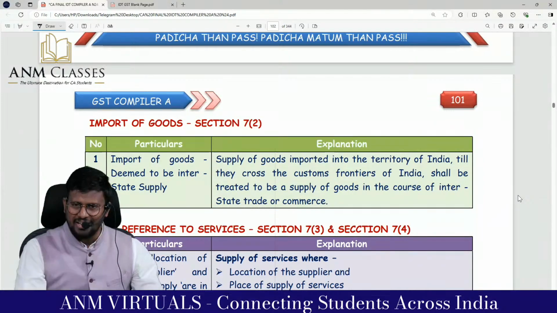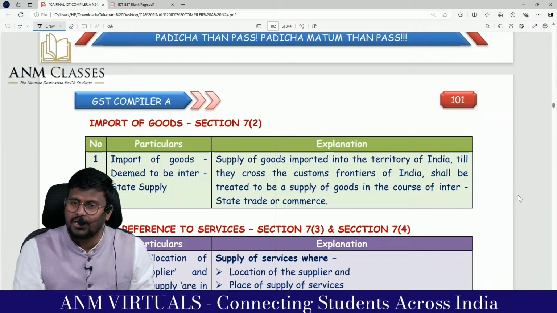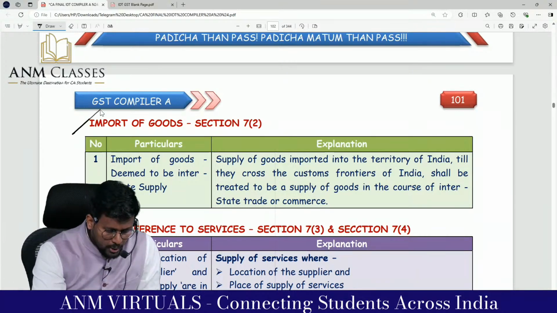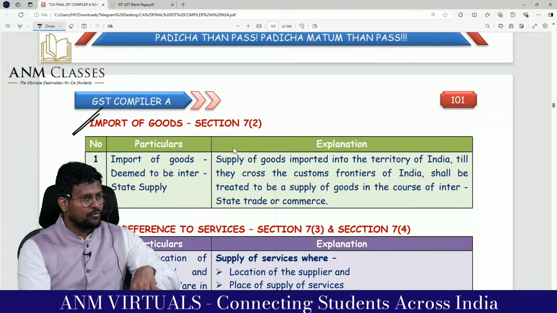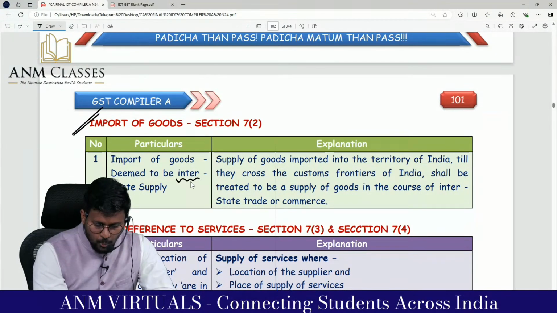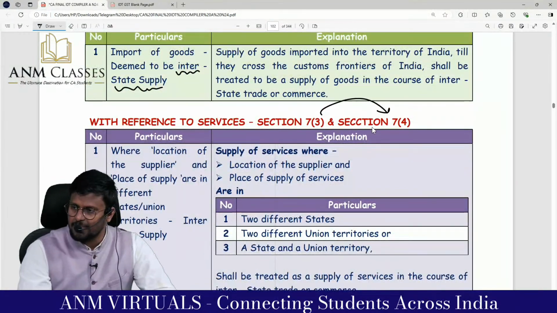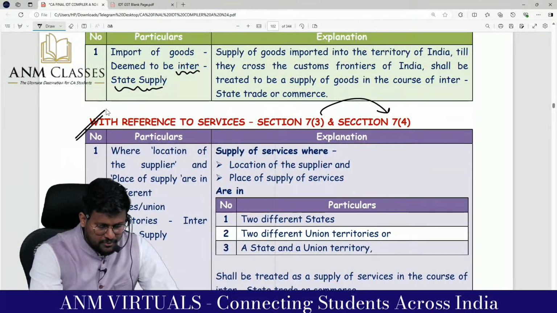Sir, in section 8 subsection 1 they have said that 3 things are not intra-state supply, right? Yes, now they are including 7 subsection 2. Import of goods is a dash state supply. Import of goods is deemed to be what state supply? Next, 7 subsection 3 and 7 subsection 4 are talking about services.